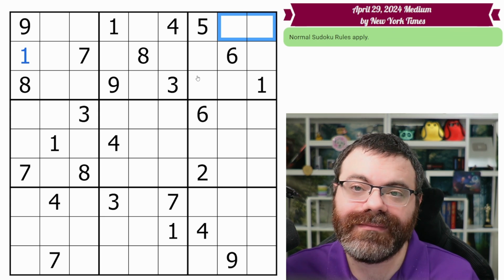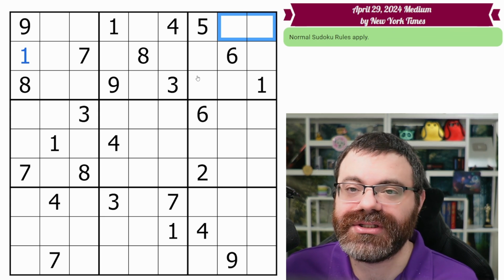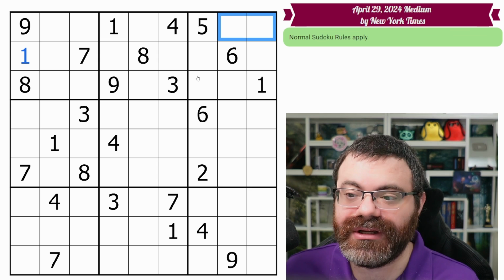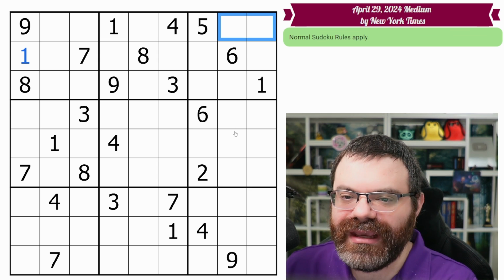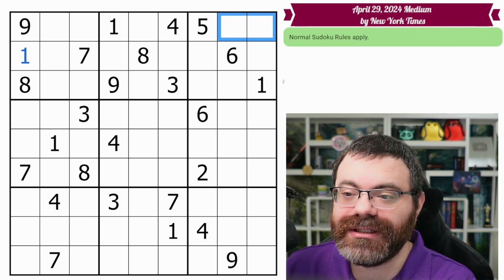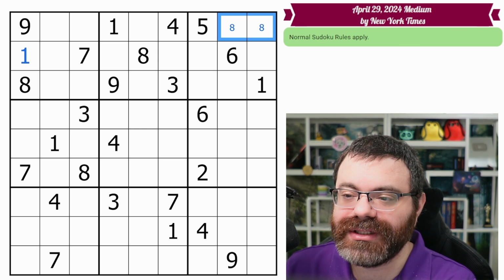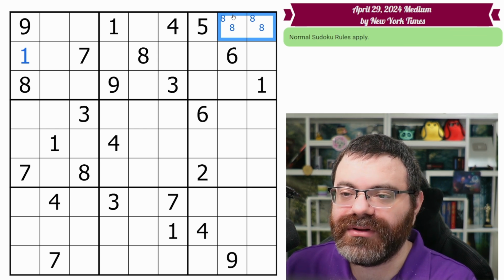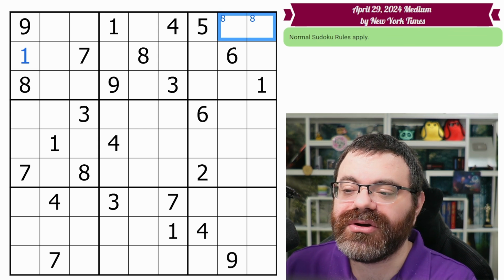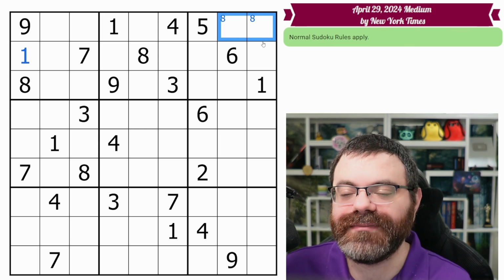If you only notate important things, then notations don't get in the way of your solve. They assist your solve. So in this case, I'm going to use corner marks. This software has center marks and corner marks. You can see how the 8s are in the center for the center marks, and they're in the corner for the corner marks. I'm going to use the corner mark mode and put 8s in both of these cells.